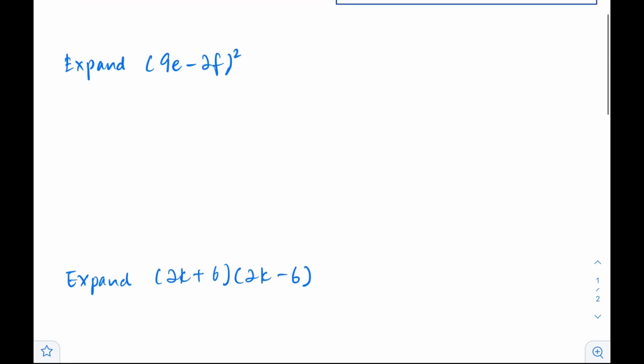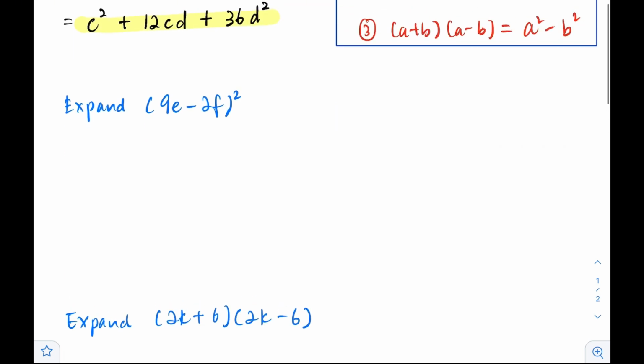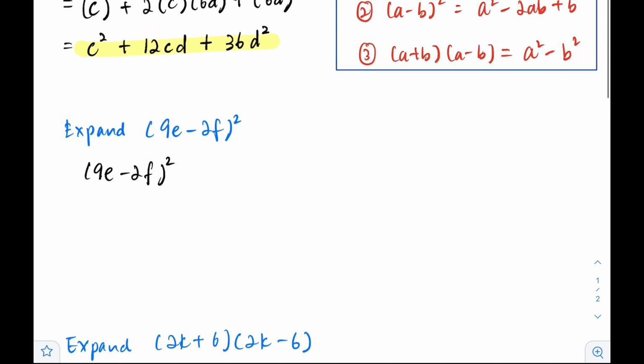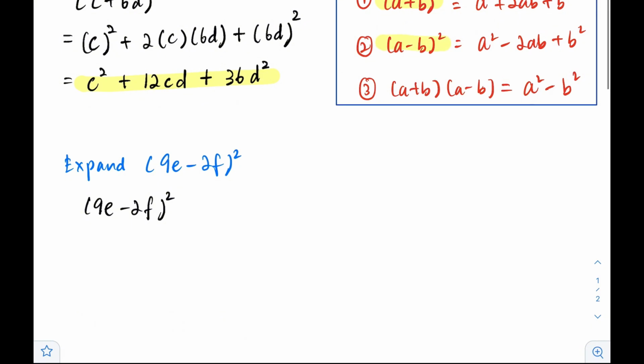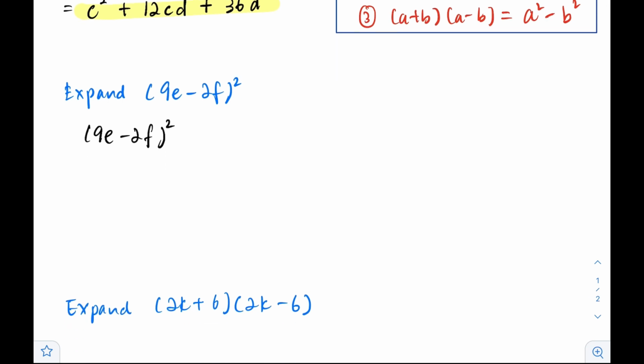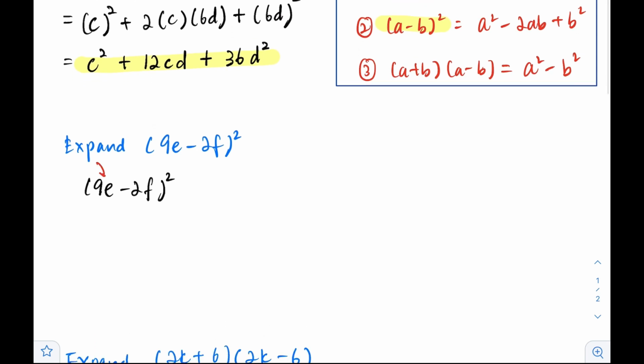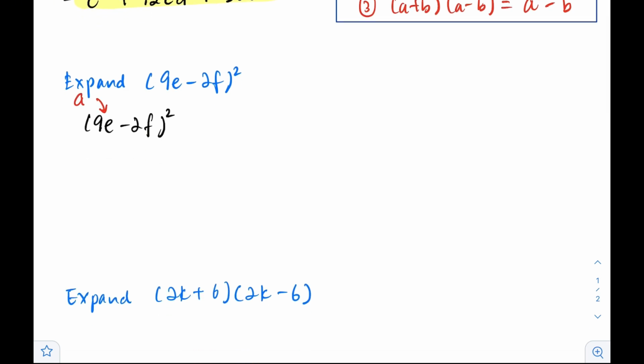Let's move on to the next example. If we were to compare the next example, 9e minus 2f squared with our special algebraic identities, you can see that it has a similar structure to a minus b whole thing squared. So in this case, if we were to compare again, we would see that our a is actually 9e and the b is actually 2f.